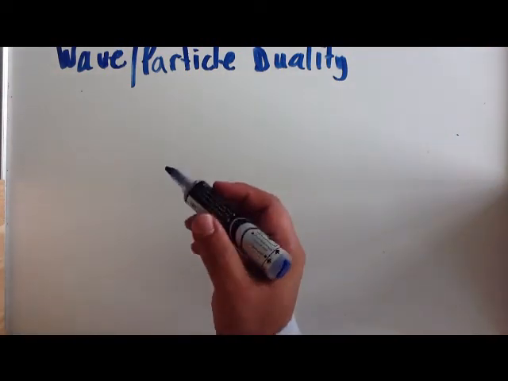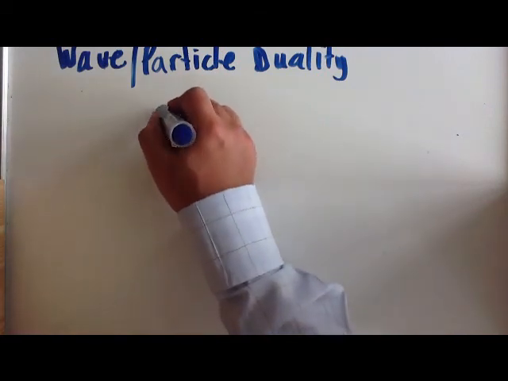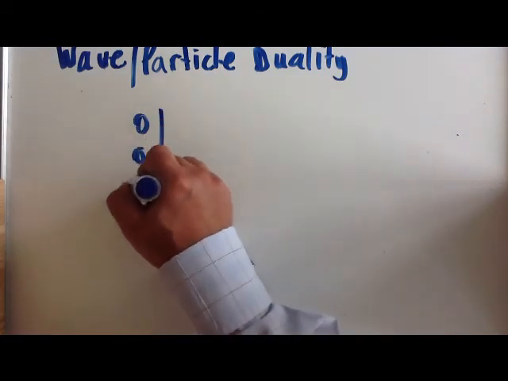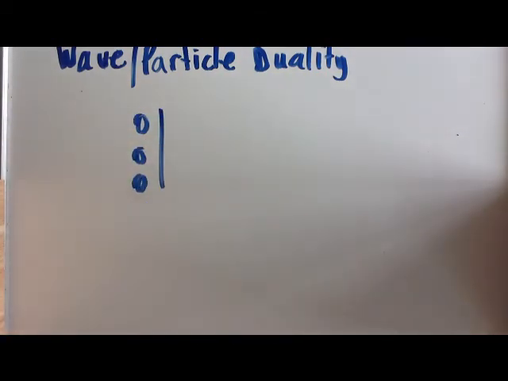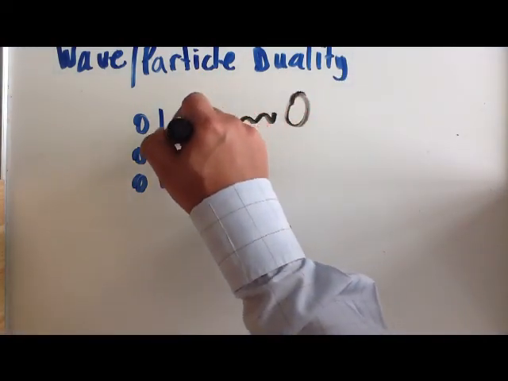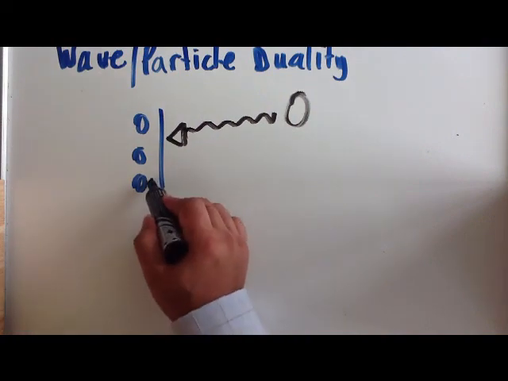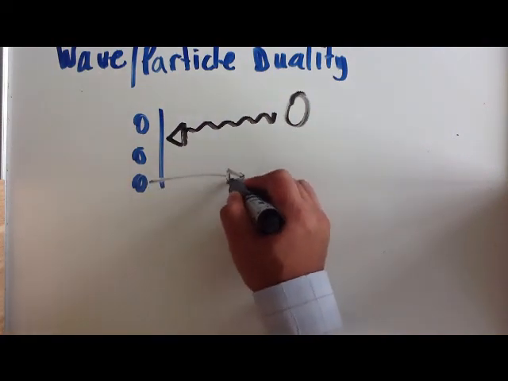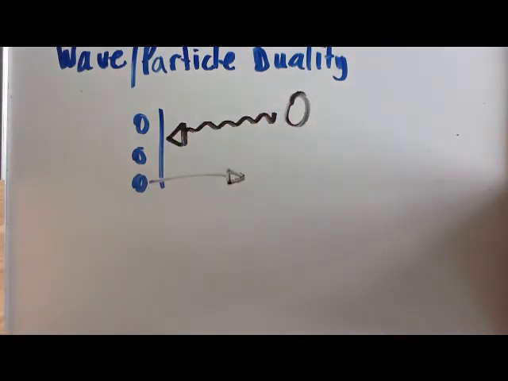Light is observed as a particle in the photoelectric effect, where we have particles of light, photons of light, coming in. It hits the metal surface, and we have a photoelectron being released. One photon coming in will release one photoelectron.